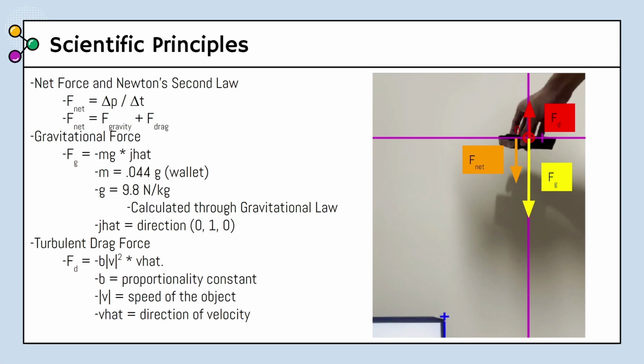So as you can see in the picture on our right, the wallet would be our system for this experiment, and everything else would be counted as the surroundings. So our force of gravity downwards would be counted, and our force of drag, which is counteracting our force of gravity, would also be counted in our surroundings. And once those are added together, that will equal our net force.